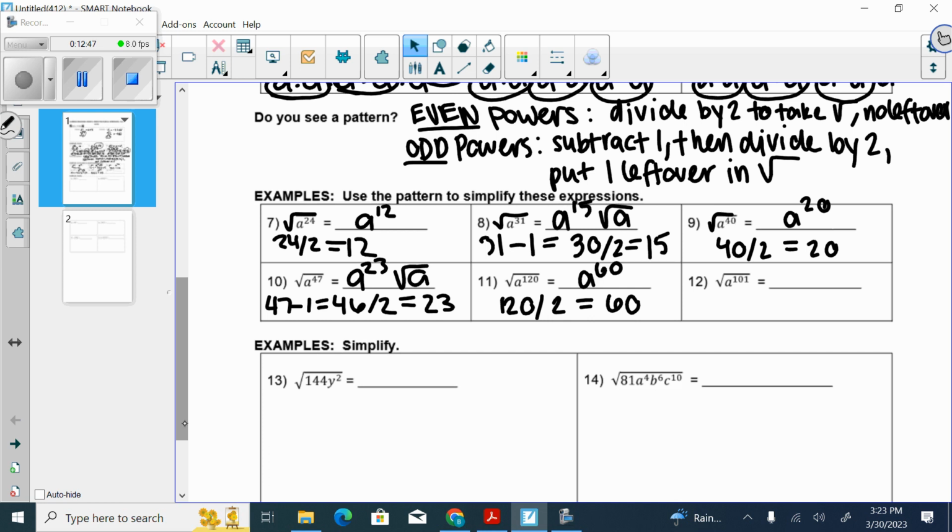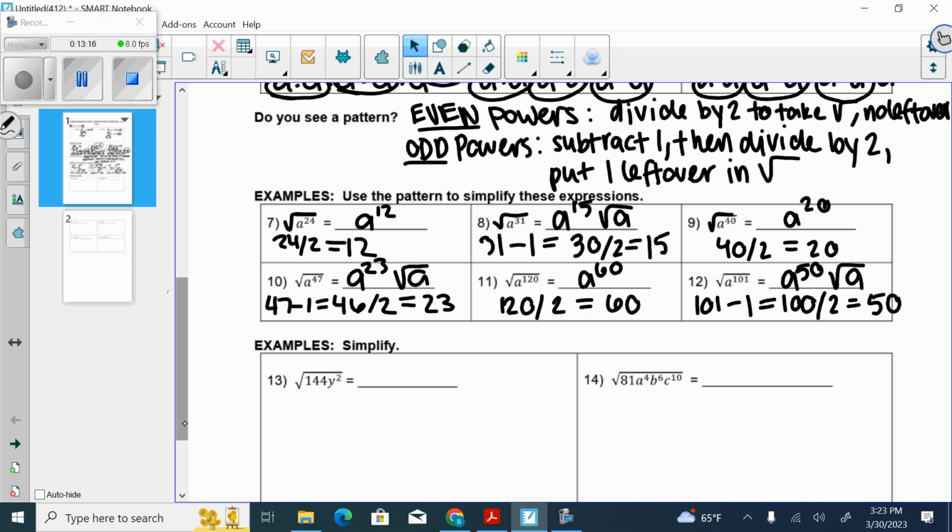All right, last one in this section. Even or odd? So what do I do first? Subtract 1, and then perfect, and we get 50. Okay, so I'm going to have A to the 50, and what else? 1 left over, right? Goes inside. Good job. Okay, so now that we have a rule, these are pretty easy, right?